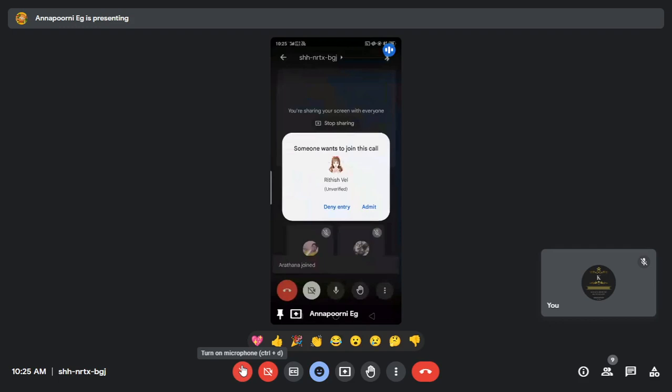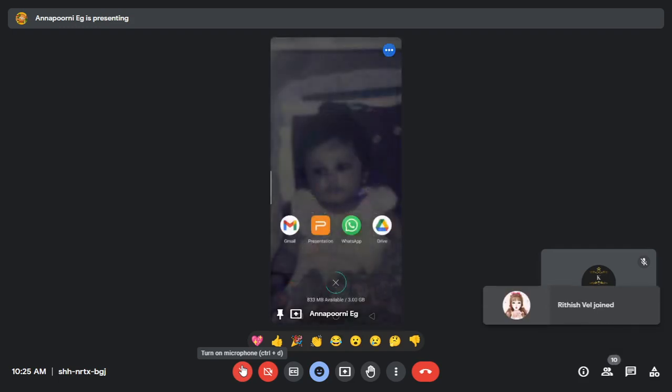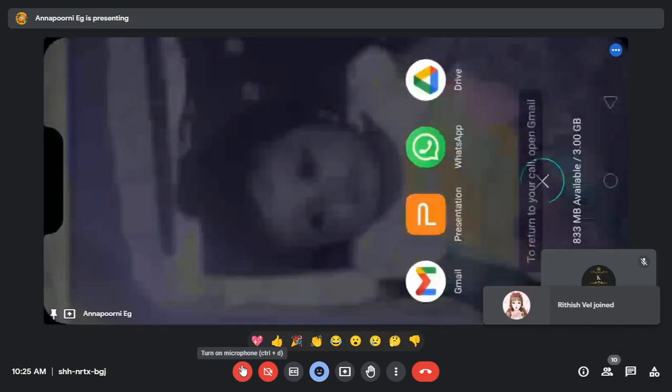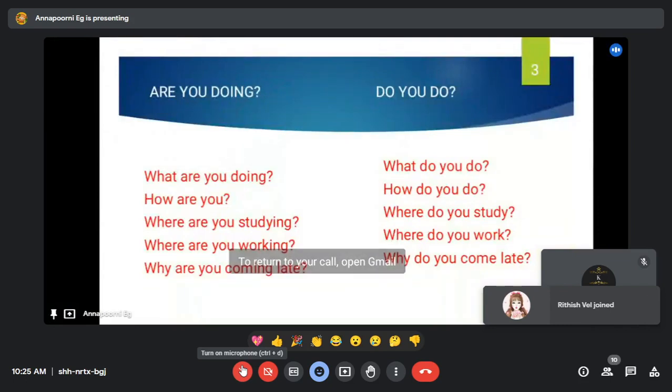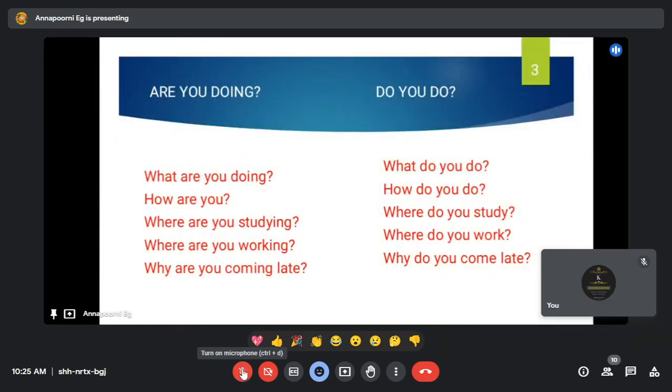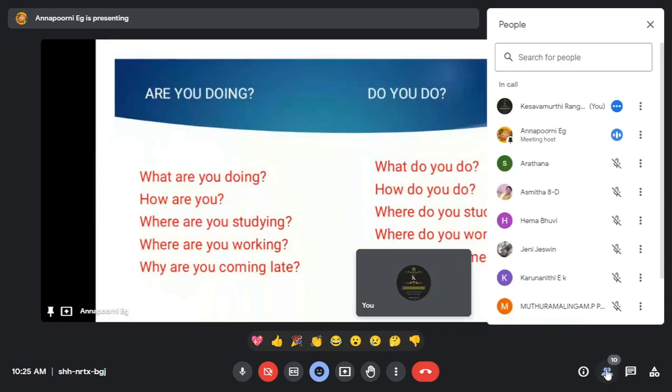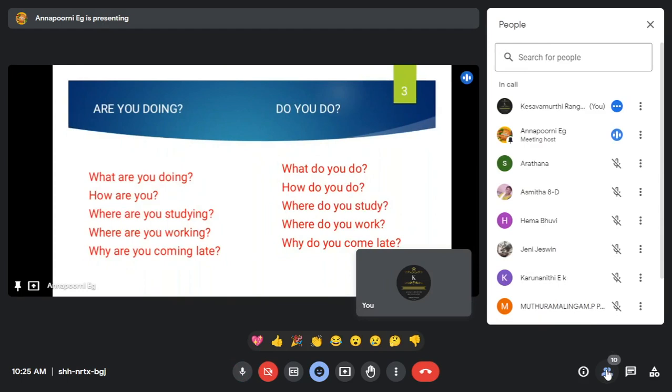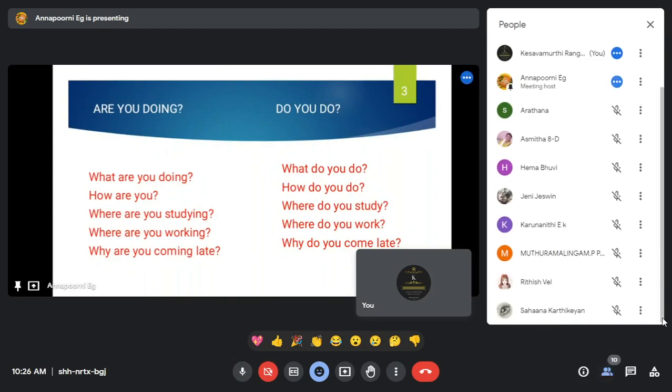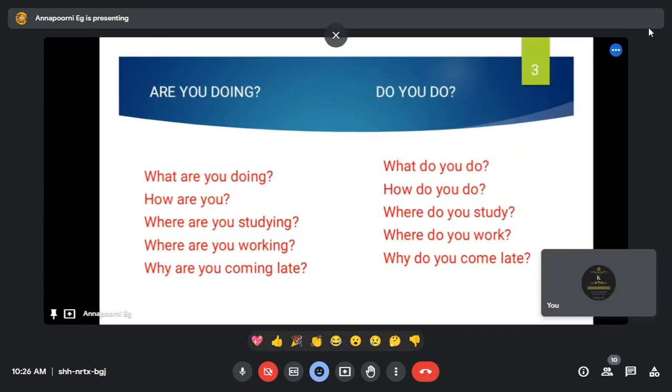Is there any difference in the meaning? Yes, you can openly tell. Whether it is right or wrong, that is not an issue. You can speak out. No issues. Akilan, Asmita, Aradhana, Jenny, Kamini, Sahana, you all can come up. Can I try? Yes, sir.